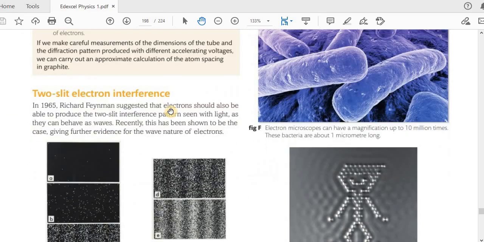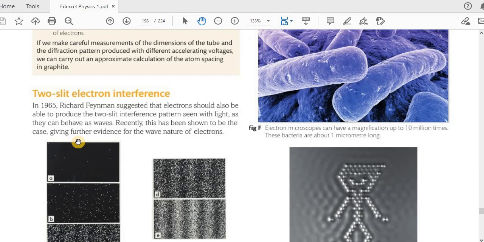And now we will see 2-slit electron interference. In 1965, Richard Feynman suggested that electrons should also be able to produce the 2-slit interference pattern seen with light, as they can behave as waves. Recently, this has been shown to be the case, giving further evidence for the wave nature of electrons.